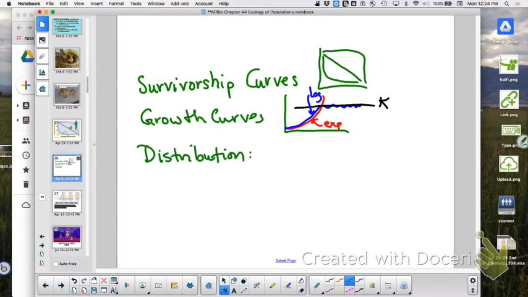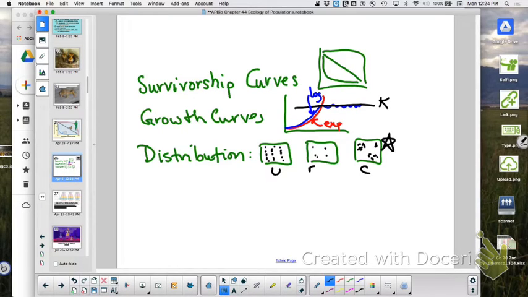What else have we talked about so far? Distribution patterns, right? So for that, I'm thinking something like this. How could I give the different distribution patterns? Uniform. Uniform, and then what's another? Random. And which one is most common? Clumped. Good. What else have we learned? Biotic potential. Okay, biotic potential.